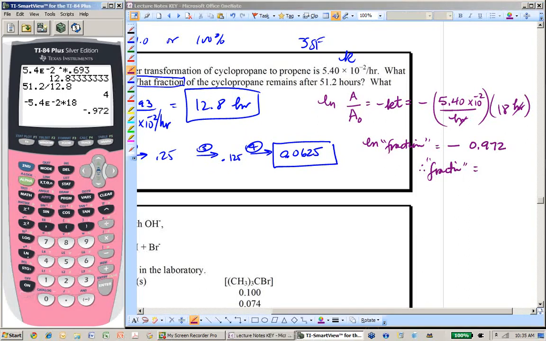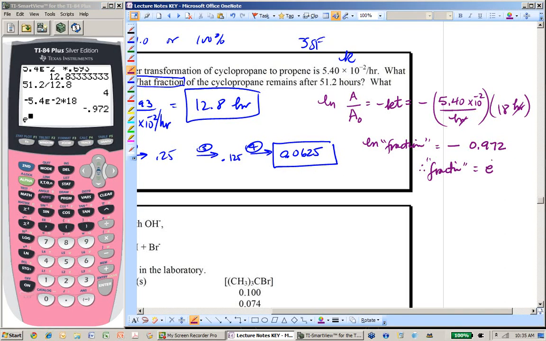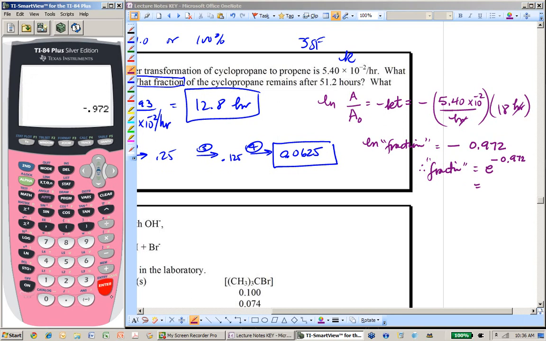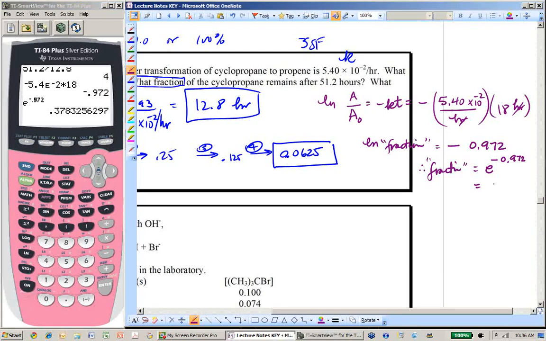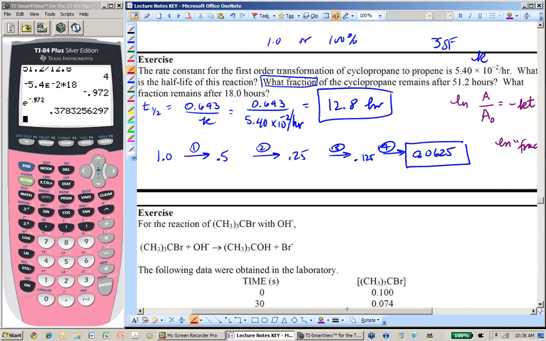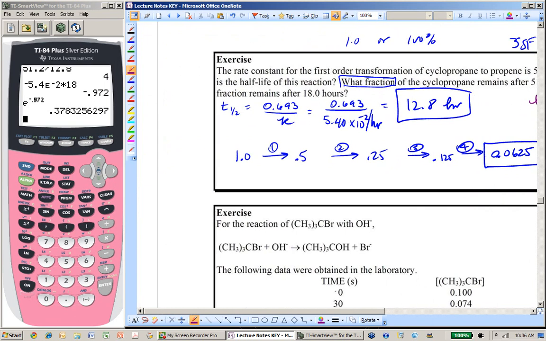So second ln puts the e on my screen. So it's equal to e to the negative 0.972, which is equal to, go grab it. In the new operating system, you can just arrow up and grab it. Otherwise, you can type it in, or you can go second answer and have it pasted in. Enter. 0.378. 0.378 is the fraction that remains. Okay, so that's important.